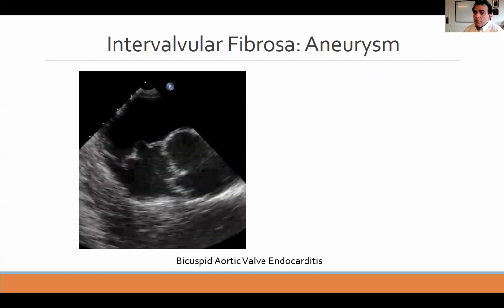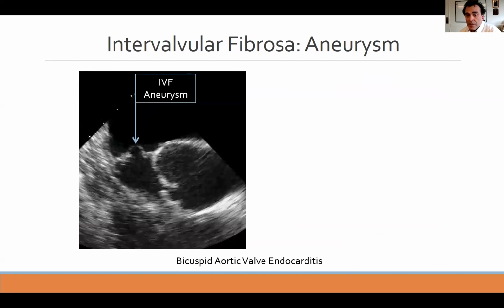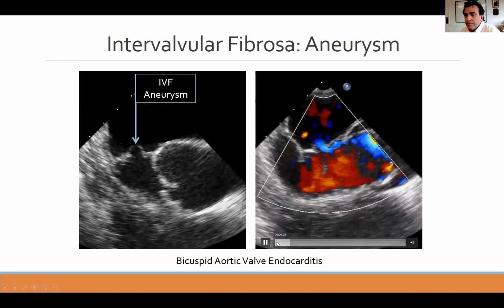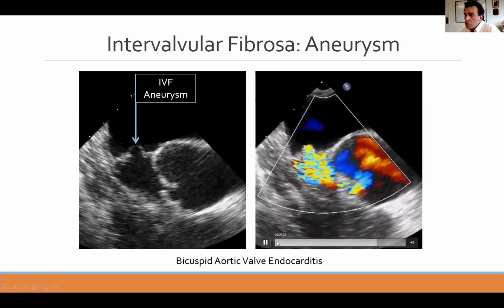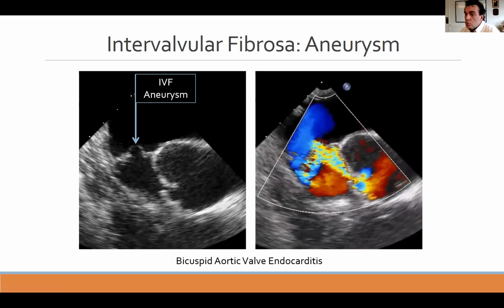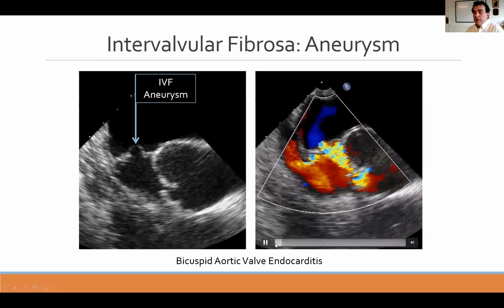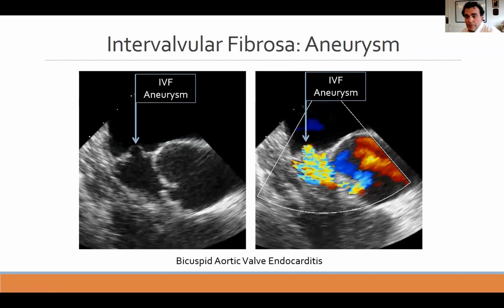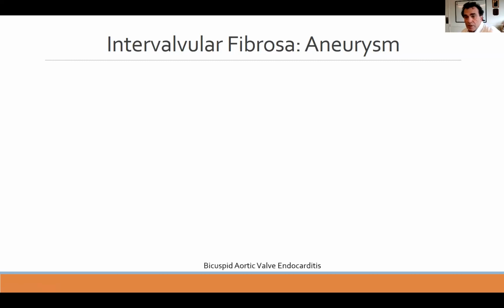Another complication of intervalvular fibrosa endocarditis is aneurysm formation. So this is intervalvular fibrosa aneurysm, which actually can form after the abscess drains. Again, you can see there is an aortic regurgitant jet hitting the intervalvular fibrosa, causing this aneurysm formation. But you can also notice that the aneurysm itself is not perforated yet, as there is no jet going into the left atrium. So this is aneurysm of the intervalvular fibrosa seen on color Doppler imaging.